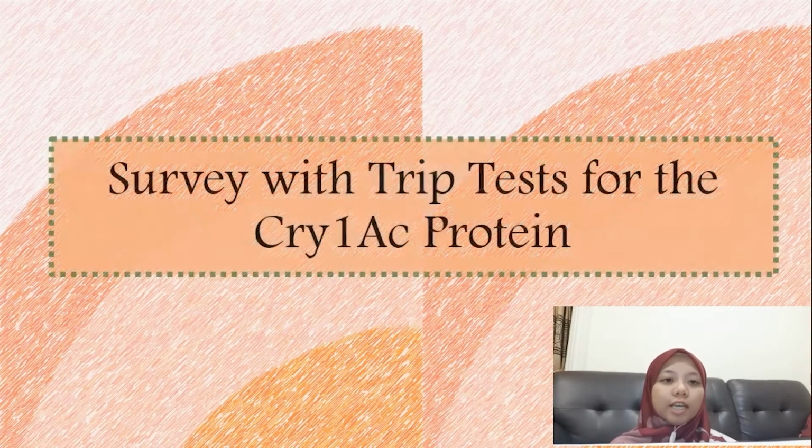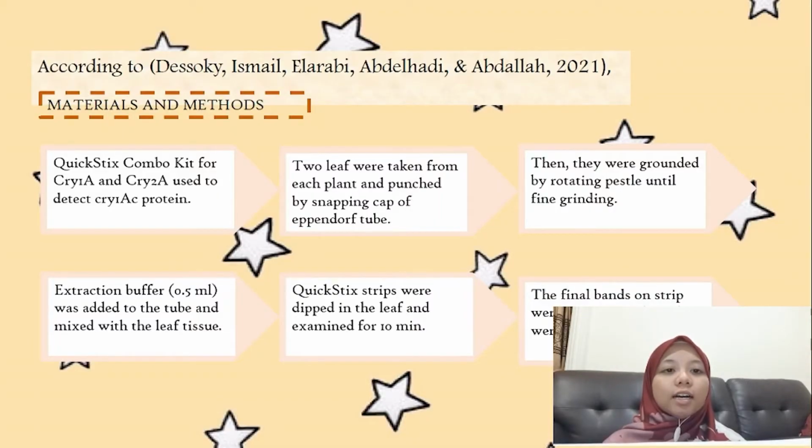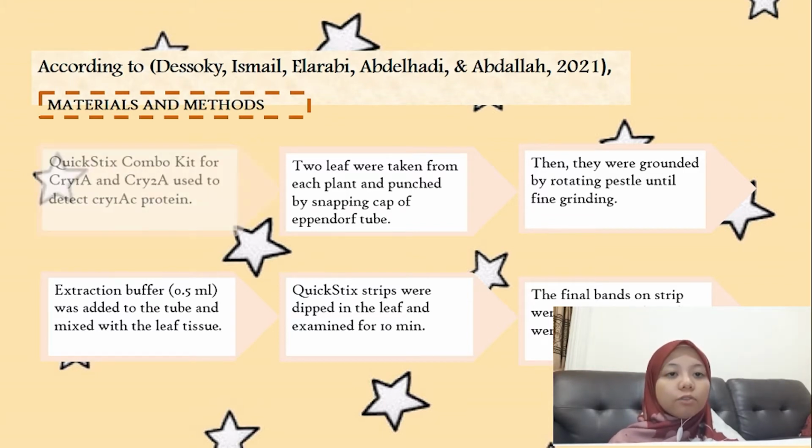In order to detect the presence of Cry1AC protein in transgenic sugarcane lines, the study proceeded to the strip test for the Cry1AC protein. According to the study, there are several materials and methods included in this experiment. QuickStix combo kit for Cry1A and Cry2A was used to detect Cry1A protein in transgenic sugarcane lines.